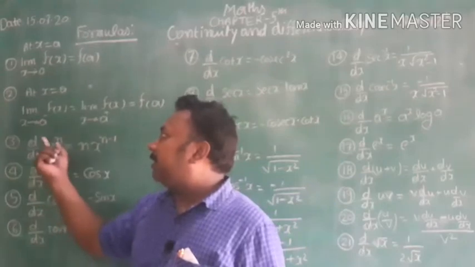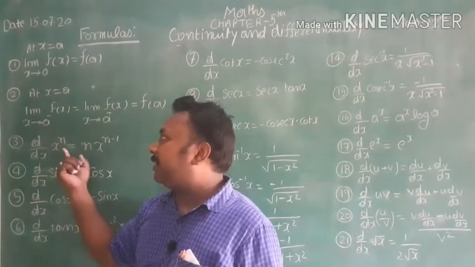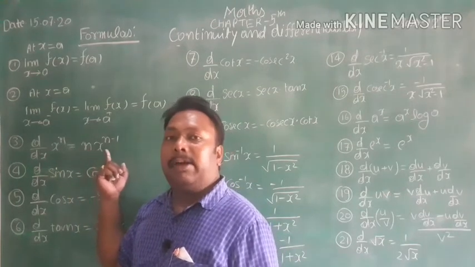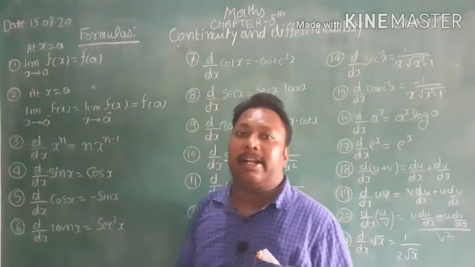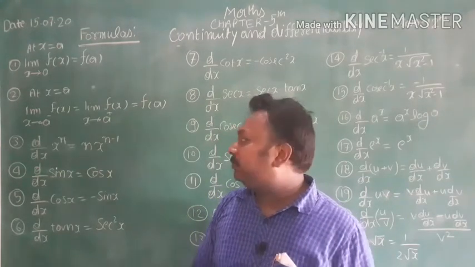Third formula, differentiation of x raised to n: d/dx of x^n is n x^(n-1). We have to prove this formula in 11th standard by using the first principle of derivative.